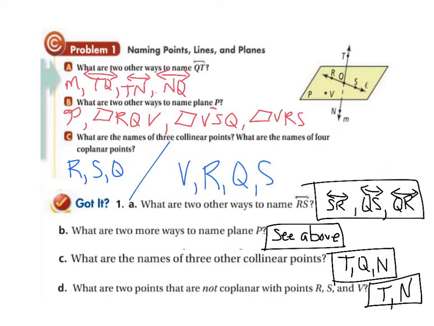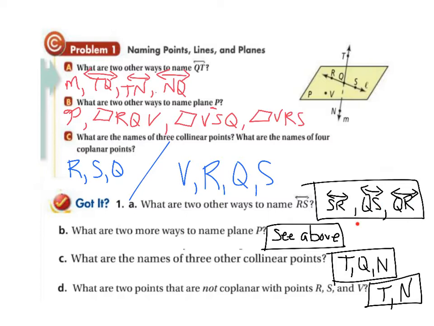All right, let's see how you did. On that first question, it says, what are 2 other ways to name line RS? First thing you can do is you can always switch the order. Remember that that's a different way to write it. It means the same thing. Then I tried doing it with some other points that all lie within that same line. I got QS. You could have written SQ. That's fine. QR, RQ would have been fine.